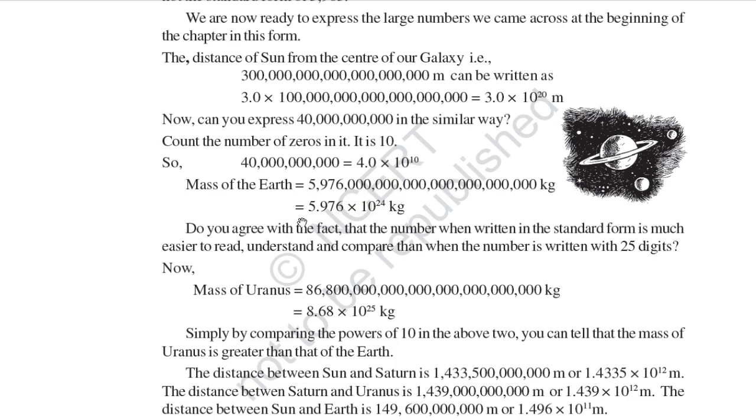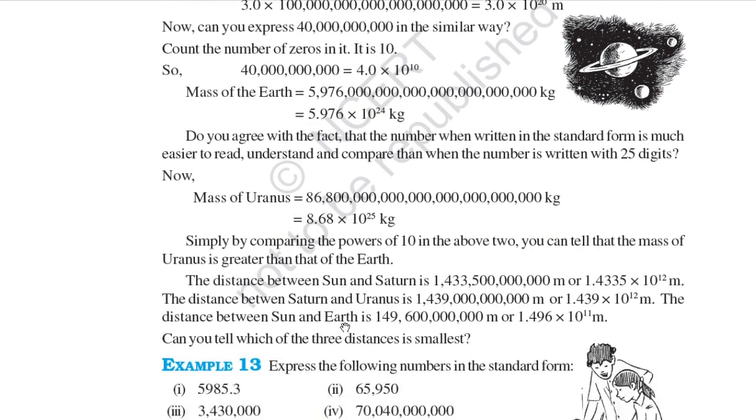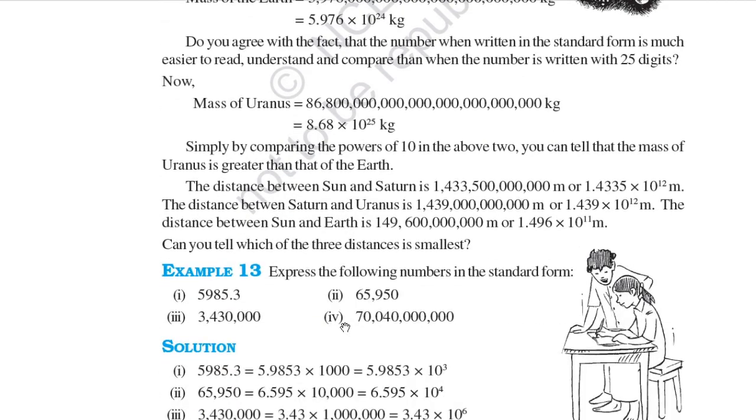Now you agree with the fact that a number written in the standard form is much easier to read, understand and compare than when the numbers are written with 25 digits. So it's easier when we write in standard form. Now the mass of Uranus is 86800 and so on kg. So you can write the mass of Uranus as 8.68 into 10 to the power 25 kg. Simply by comparing the powers of 10 in the above two, you can tell that the mass of Uranus is greater than that of the Earth.